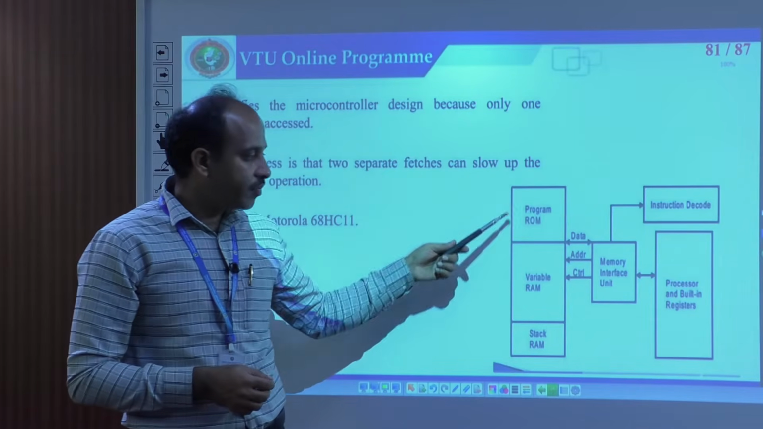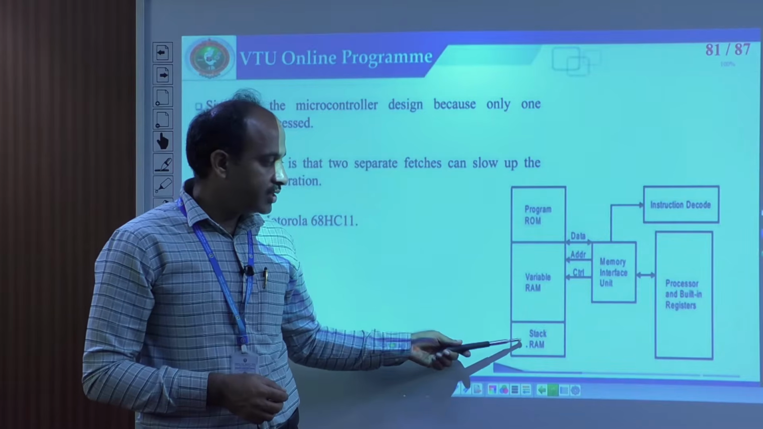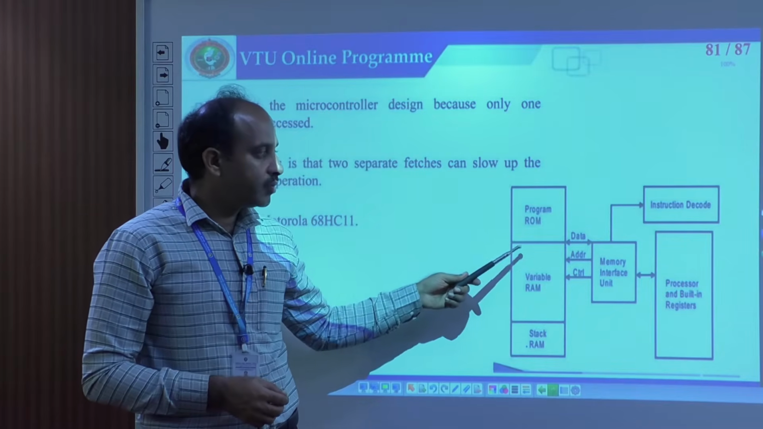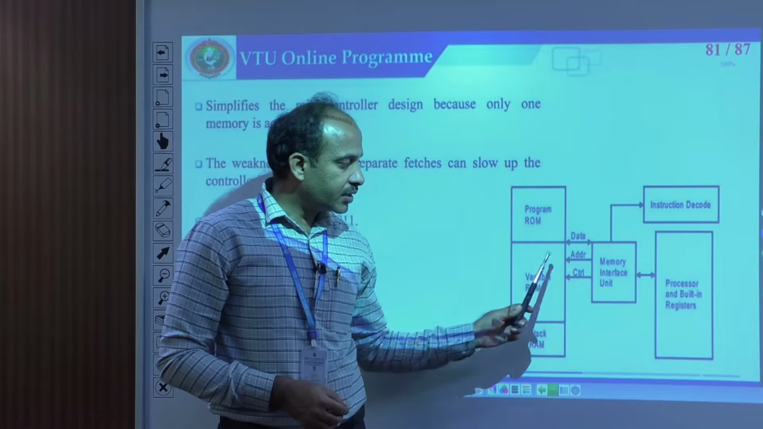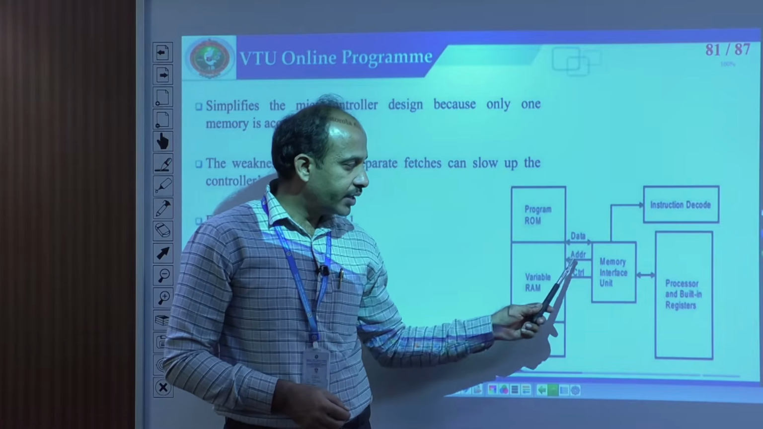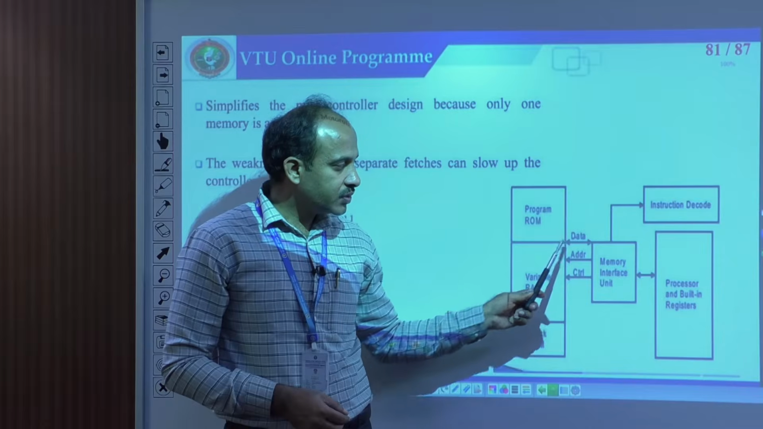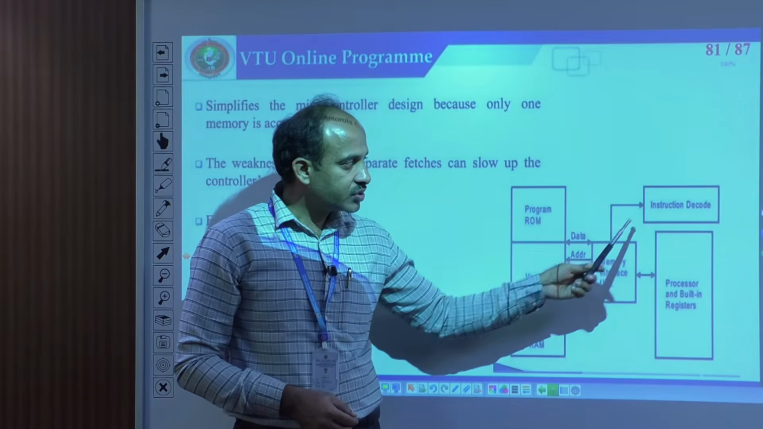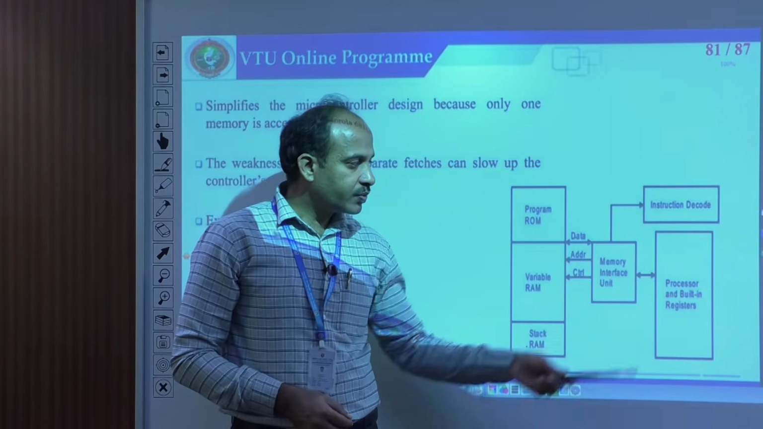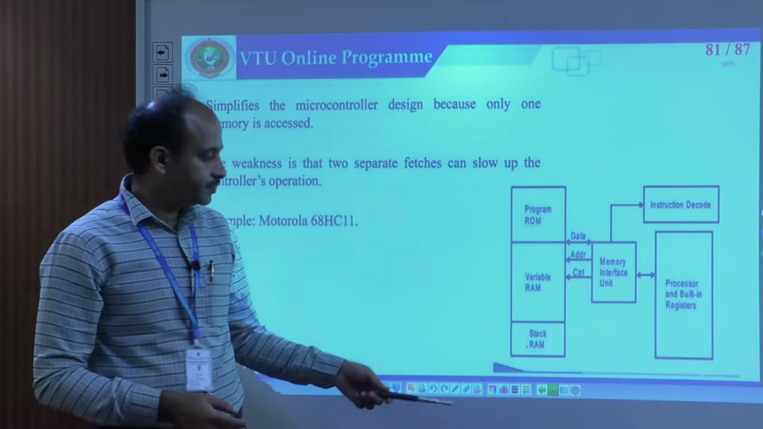See, we have a ROM, we have a RAM, we have different types of RAM. You have variables and then the stack, and the program RAM. All these units will interact. It is a two-way communication: data bus, address bus, control bus. With the memory, there is a single bus for instructions to decode with respect to the processor and some of the built-in registers.